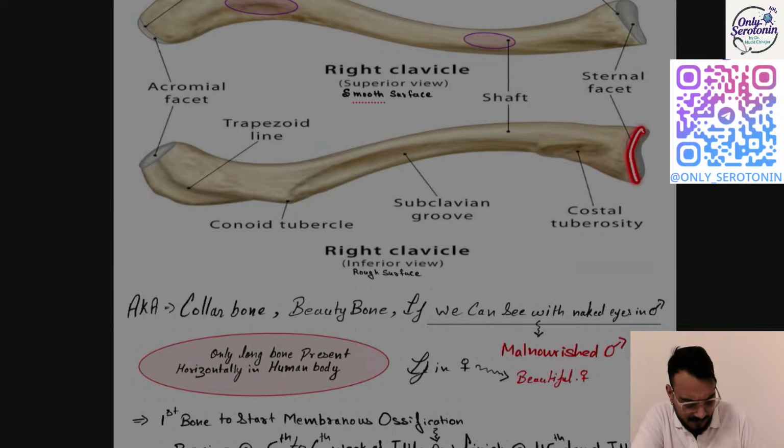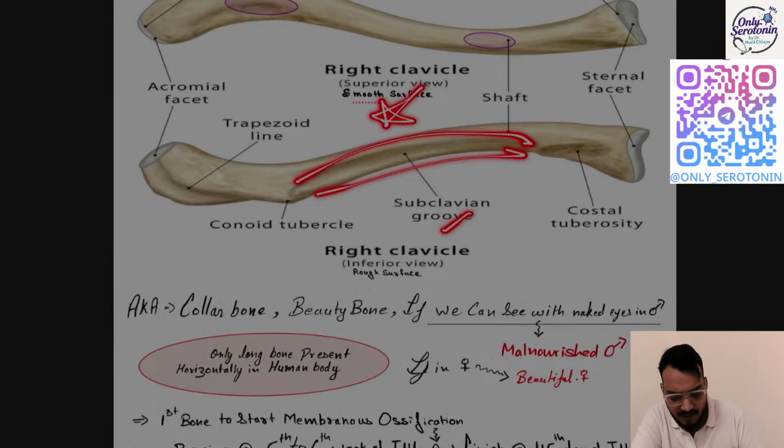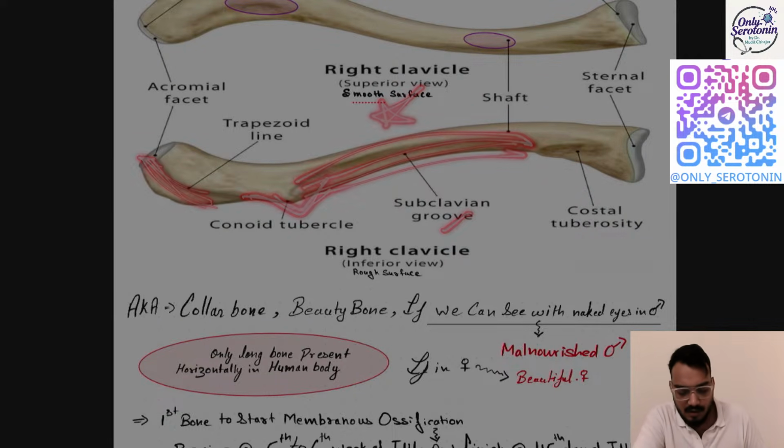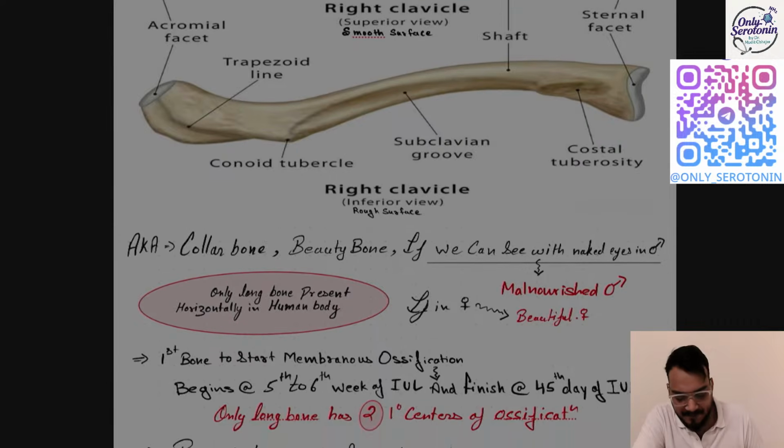The first one, if we will start from the sternal end, is costal tuberosity. Then you are having the subclavian groove. It is very important one. Why? Because from here subclavian artery and subclavian vein is going, right? Then we are having conoid tubercle and trapezoid line. Total we are having four different things.